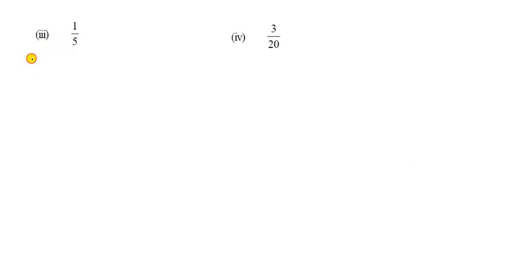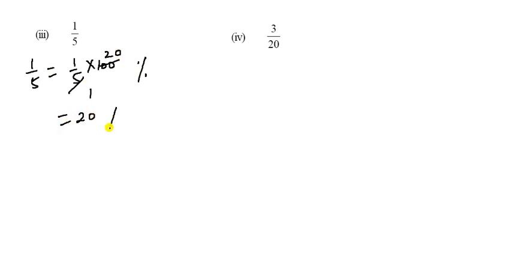Third question is 1 upon 5. So you have to write 1 upon 5 is equal to 1 upon 5 into 100 and do the percent sign. Here 5 1s are 5 and 5 2s are 10 and that is the 20. So you have to write 20% as an answer.